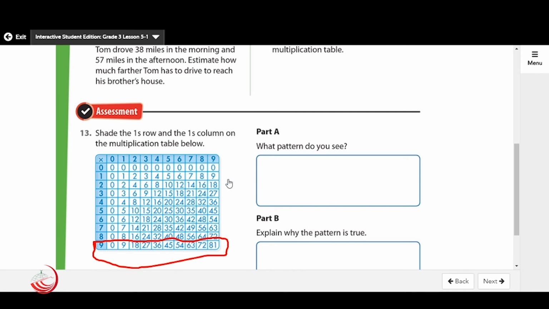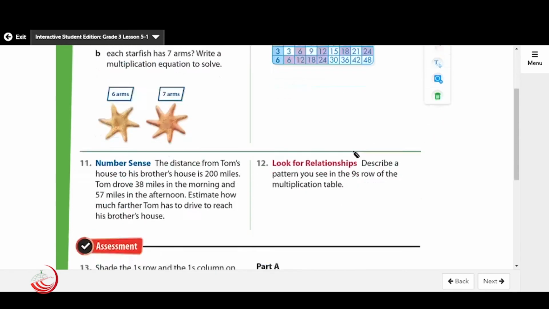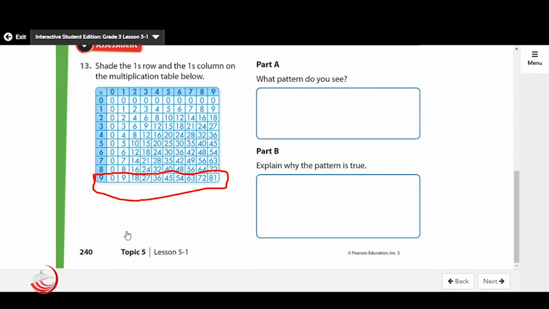You saw this multiplication table, and we want you to shade the first row and the first column on the multiplication table. Let's shade it. Number 1. Alright, what pattern do you see here?